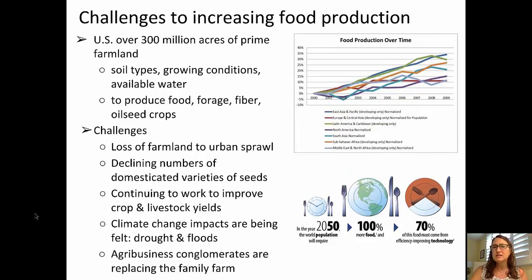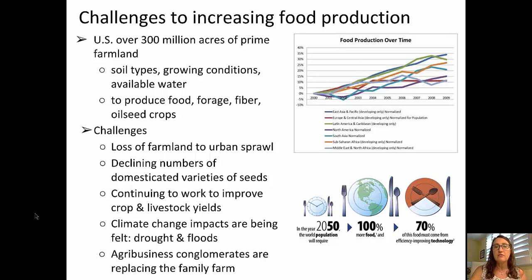These are important because let's take a look at the bottom right corner diagram first. It tells us that in the year 2050, the world population will require 100% more food, 70% of which must come from efficiency improving technology.